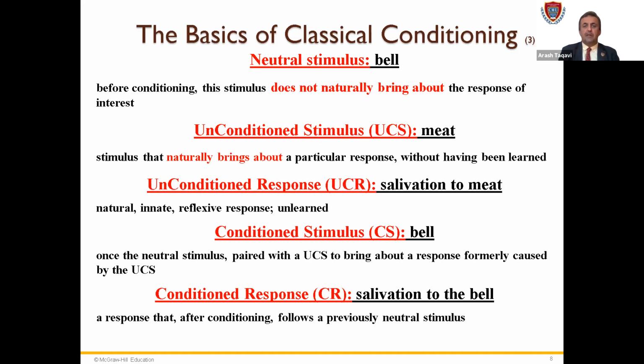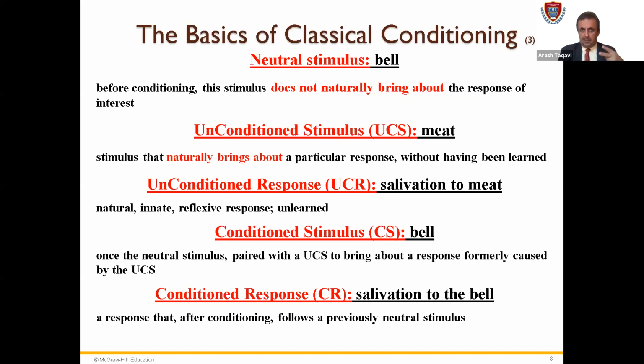It is a neutral stimulus. After that, it is UCS, unconditioned stimulus, which is here meat, a stimulus that naturally brings about a particular response without having been learned. You don't need to learn how to, for example, have some stomach secretion when you see meat or eat meat. It is an unconditioned stimulus, naturally bringing about a particular response. After that, we have the unconditioned response, salivation to meat, a natural, innate, reflexive, unlearned response.